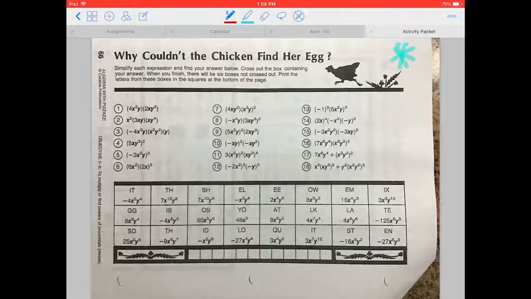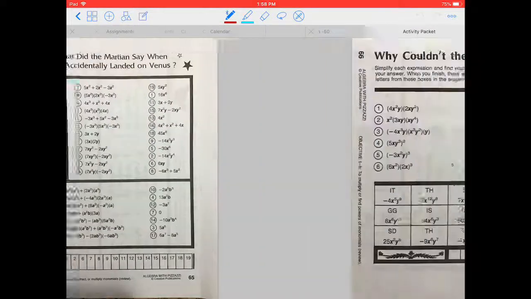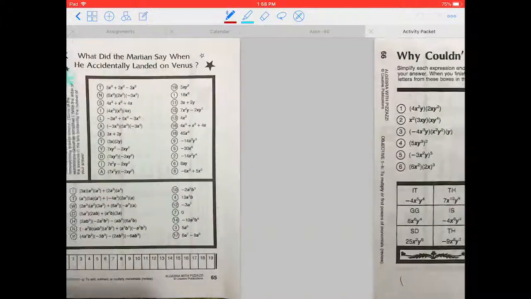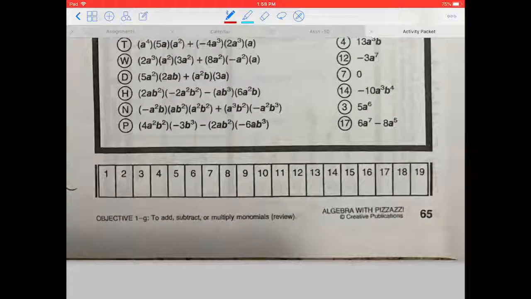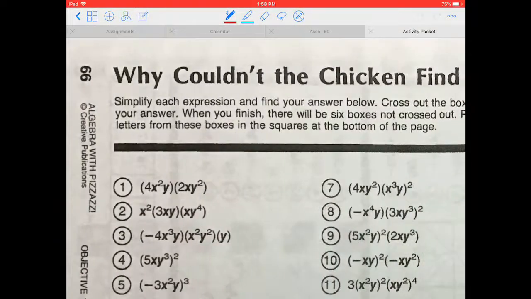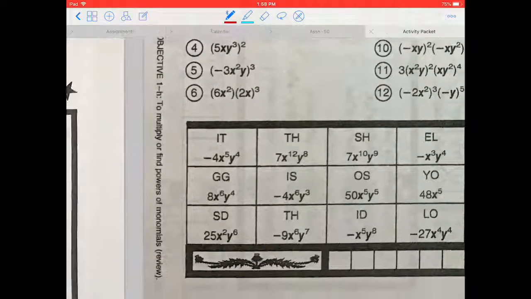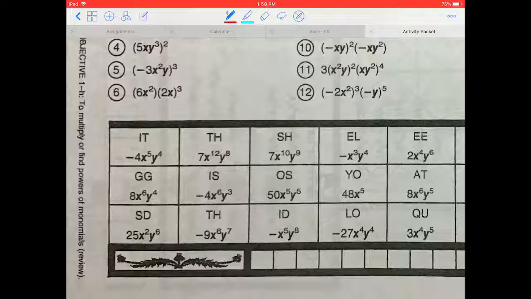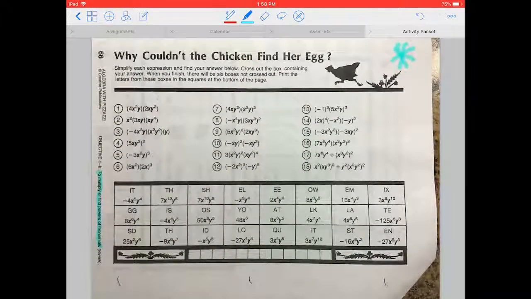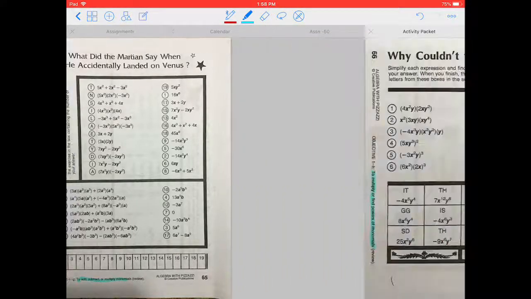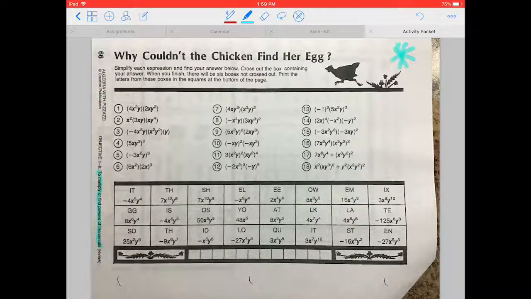So anyway, the next 2 pages are the riddles. They're called Algebra with Pizzazz. Both of these are just like, this one is adding, subtracting, and multiplying monomials. And this one is, can't read it, to multiply or find the powers of monomials. So this one is just multiplication, add, subtract, multiply, and this one is multiplying and exponent property.